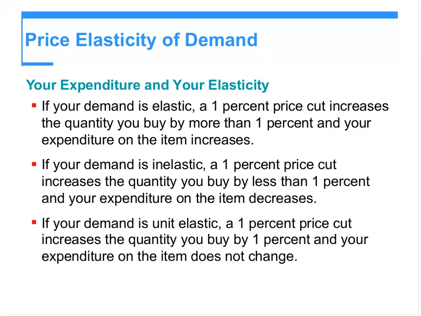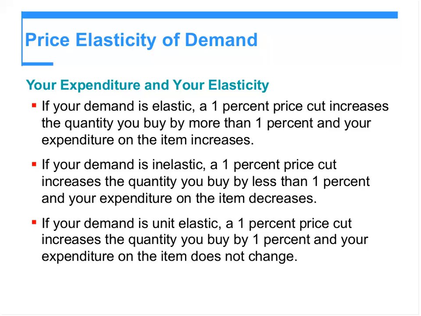If your demand is elastic, changes in the price change the demand. A 1% price cut increases the quantity you buy. For example, you buy more quantity because the price is lower, by more than 1%, and your expenditure on the item increases because you're buying more, your expenditure goes higher.